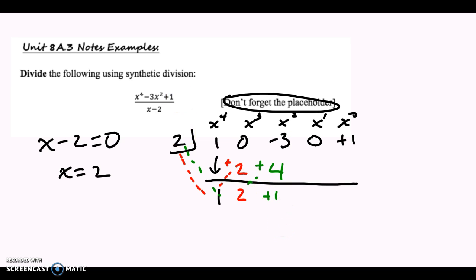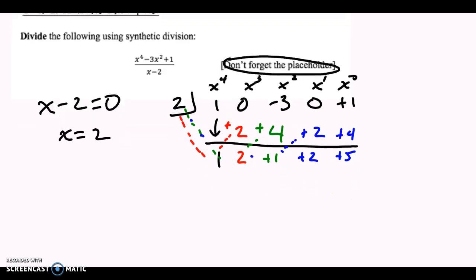I'll repeat again. I'm going to do positive 2 times positive 1, and that's going to be a positive 2. 0 and positive 2 is a positive 2. And I repeat the process one more time with a 2 times a positive 2, which is going to be a positive 4. And then that's going to be a positive 5.